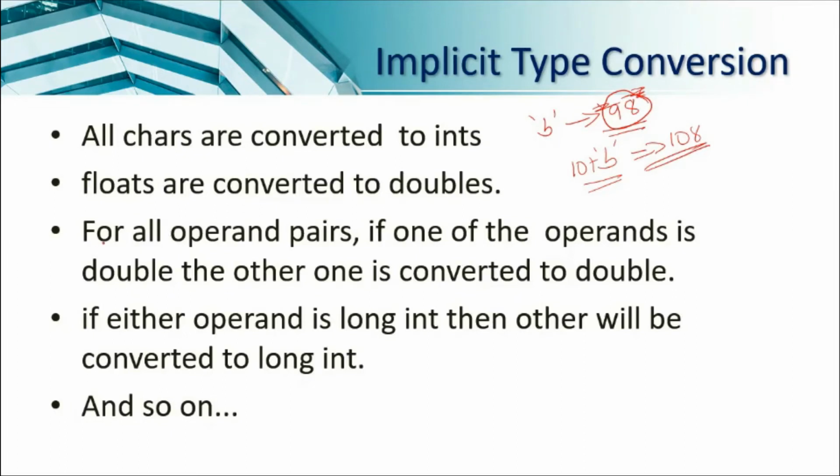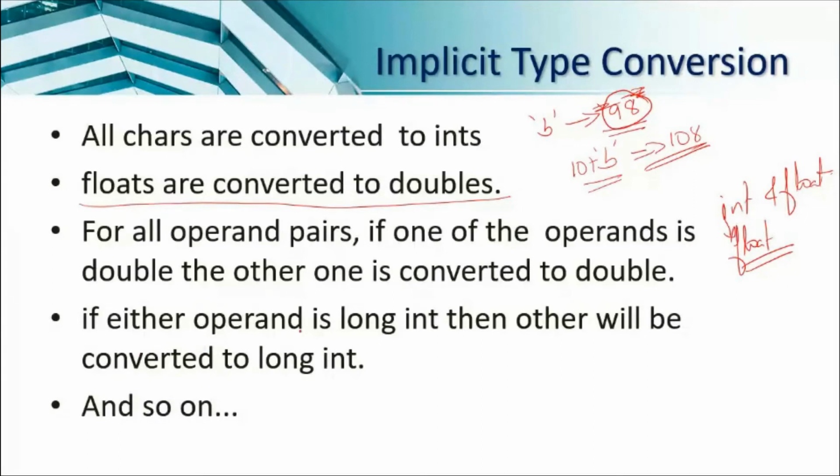Then all floats are converted to doubles. This is automatic conversion. If one of the elements in the expression is a double, then all the floats present in that expression will be converted to doubles. For all operand pairs, if one of the operands is double, the other one is converted to double. So if one is integer and the other is float, obviously the result will be float, and the data type of the result has to be float.